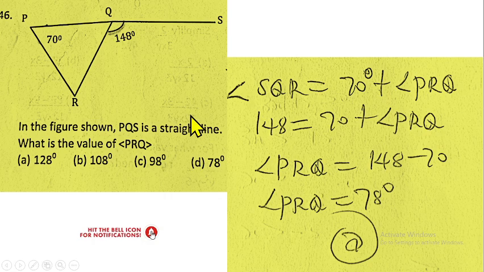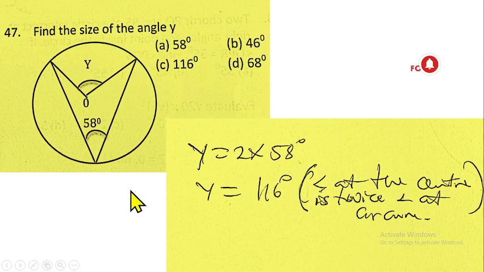Question number 47 is on circle geometry. We have to find this angle y given this angle here. And you should know that there is a relationship between this angle here and this angle here. The angle at the center is twice the angle at the circumference. So if this is 58, this angle here will be 2 times 58. And that should give us 116 degrees. And option C is the correct option.